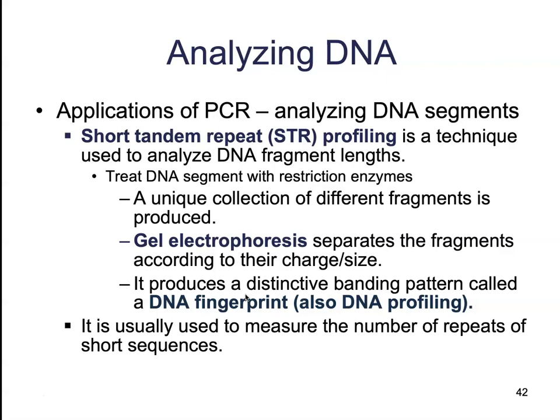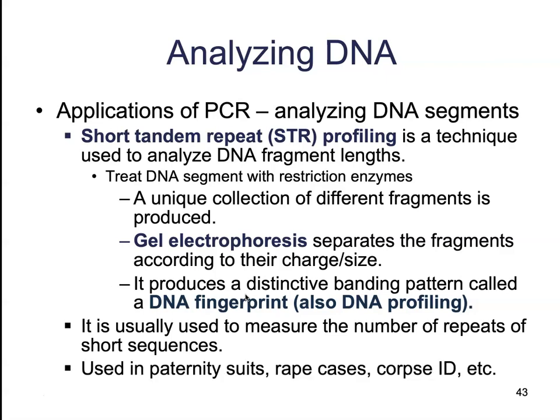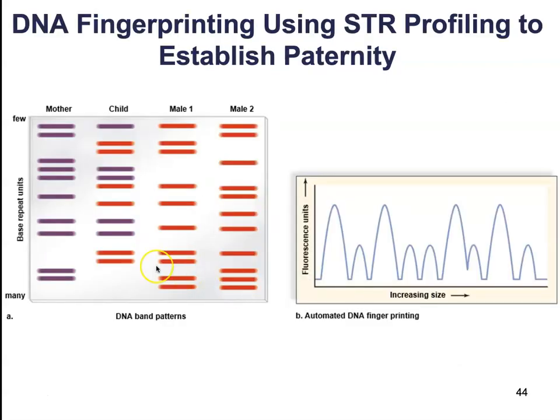It's usually used to measure the number of repeats of short sequences. It can be used in paternity suits, rape cases, corpse ID, and so on and so forth. Here is what a gel electrophoresis can look like. We can take the mother's DNA and chop up the short tandem repeats and then run them through a gel to see how they separate out. Now what we can see here is we have the mother's DNA, we have the child's DNA, and then we have two males who may possibly be the father.